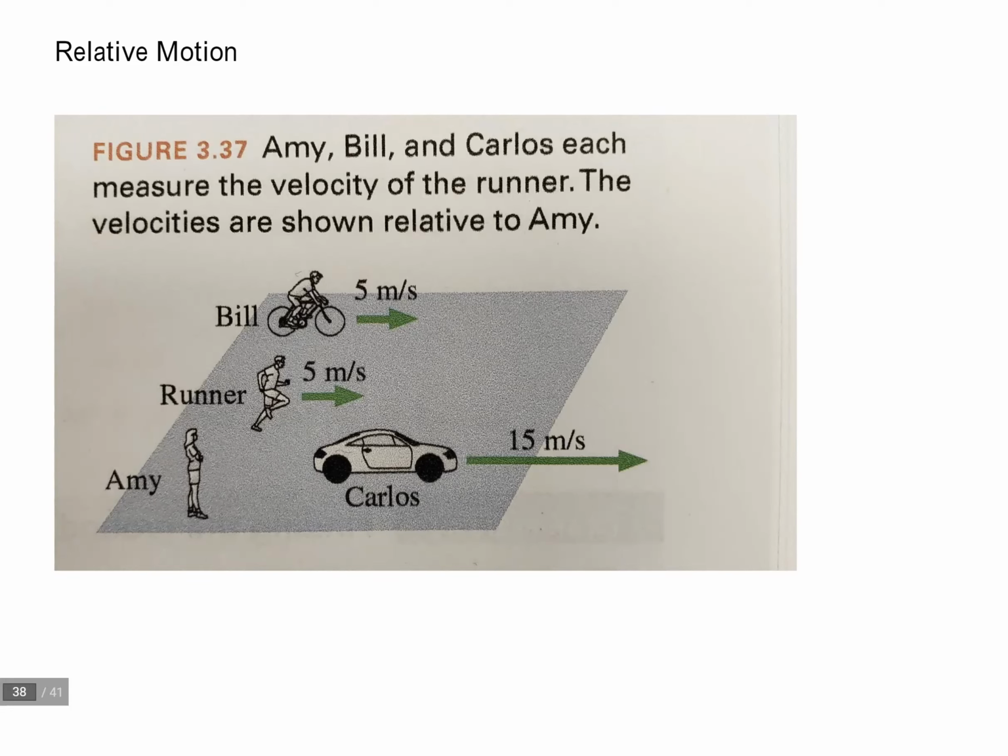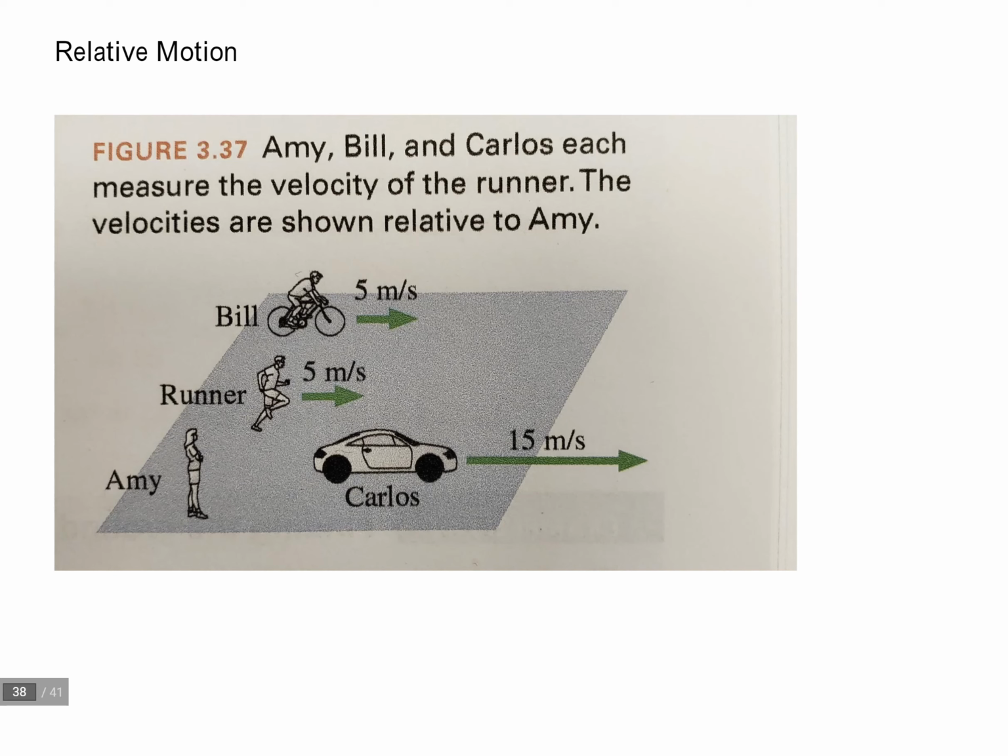Section 8 is relative motion. So we have in this first example, Amy, Bill, and Carlos each measure the velocity of the runner. Amy's just standing there, Bill is on a bike, and Carlos is in the car. The velocities are shown relative to Amy. So Amy's just standing there.